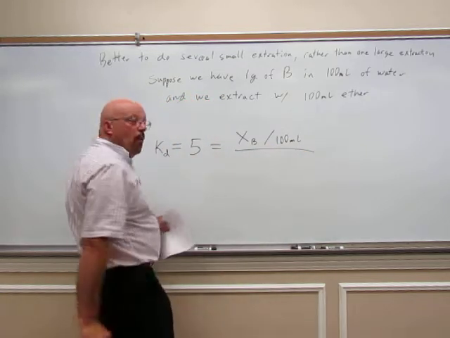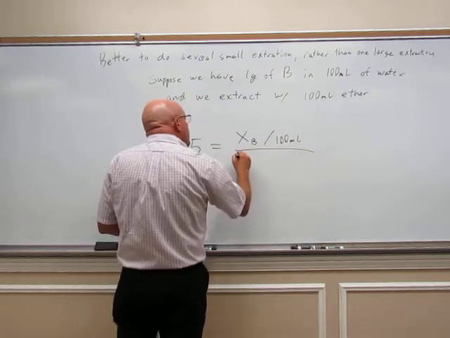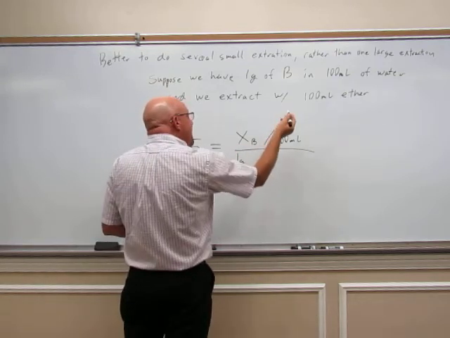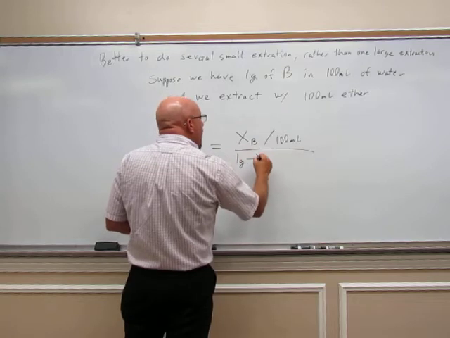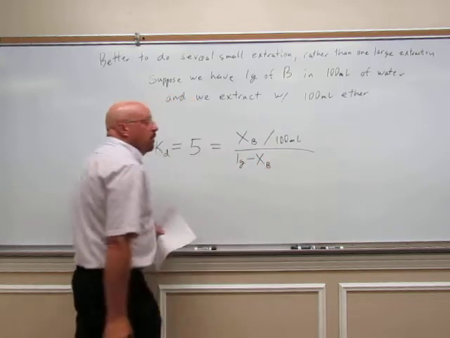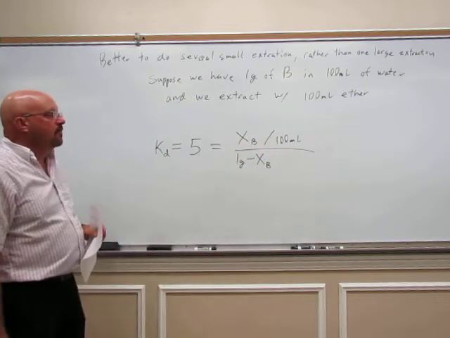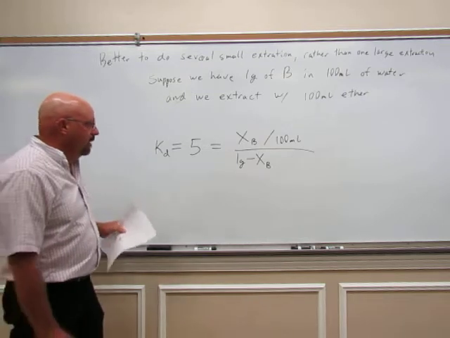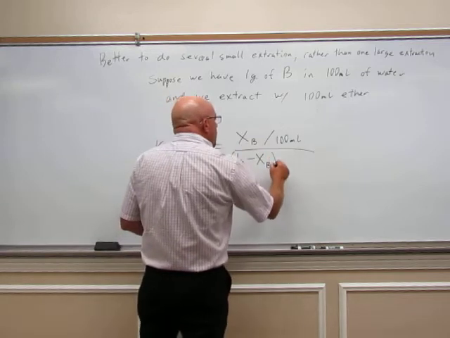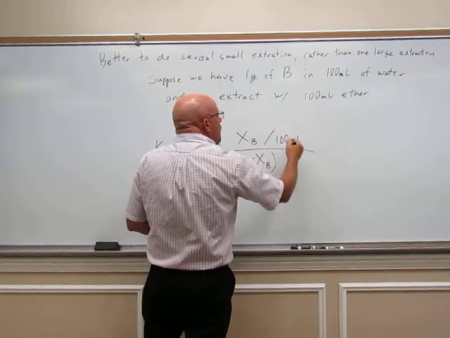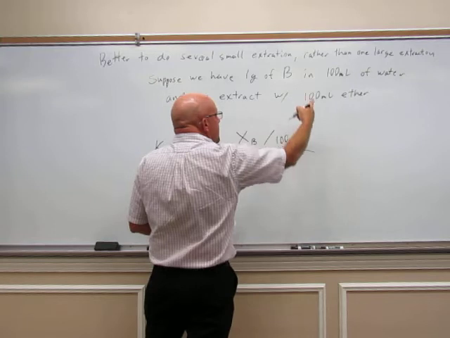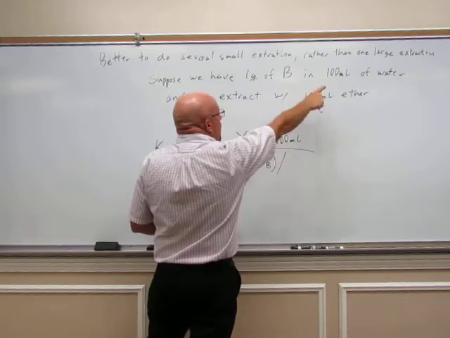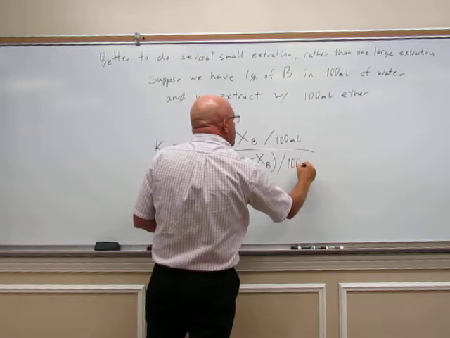Now we started with 1 gram of compound B in the water layer. But when we added the ether, X amount went into the ether layer. So I've got 1 minus X. We lost X amount, don't know yet how much that is. We're calculating that. Now, we extracted, this was in the water layer, so 1 gram in 100 milliliters of water.